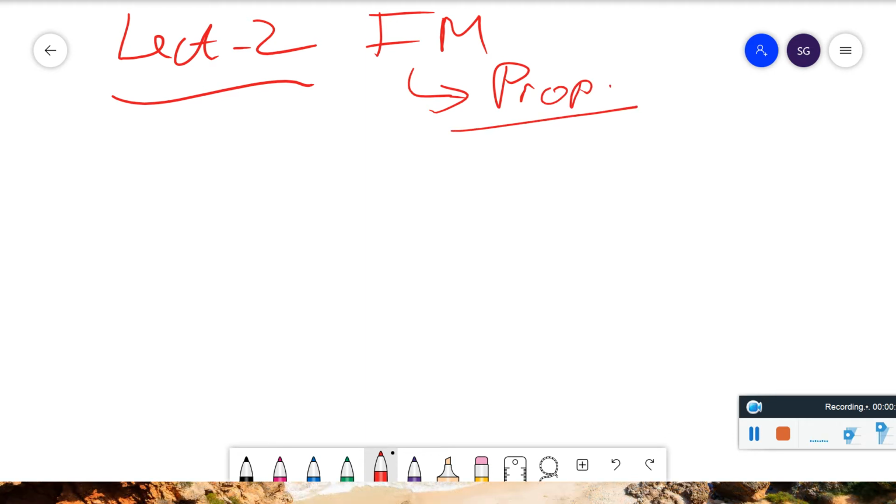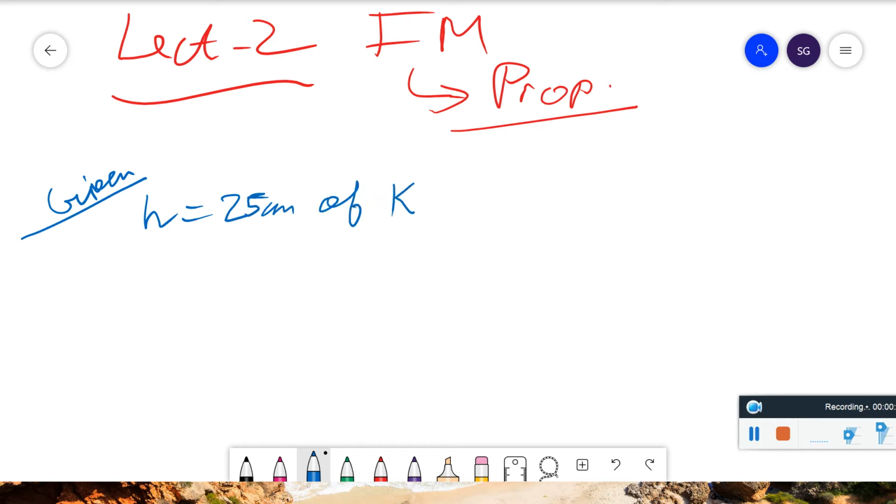So first of all, without wasting any time, as I promised, I will solve the challenge question for you. Given in the question, the height was given as 25 centimeter of kerosene and the relative density was 0.8. We have to find the H equivalent.